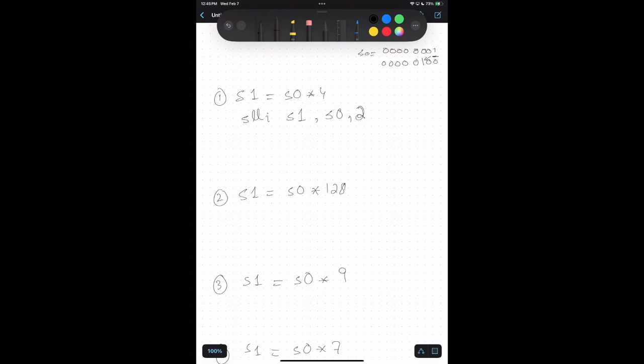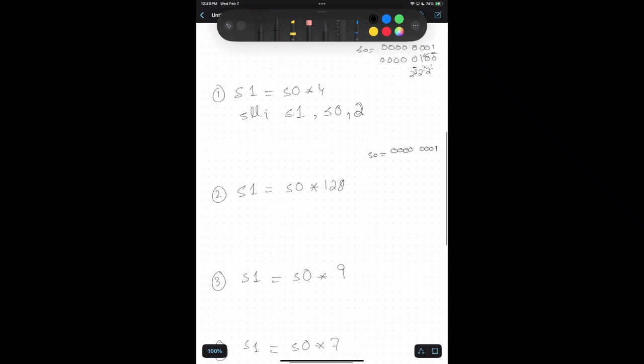So if you have to multiply a value by 2, you have to shift it once. If you have to multiply it by 4, you have to shift twice. If you have to multiply by 8, you have to shift thrice, which is 2 to the power 1, 2 to the power 2, 2 to the power 3. So this 3, 2, 1 specifies how many times you need to shift. Here again, the easiest thing is to assume S0 equals 1.